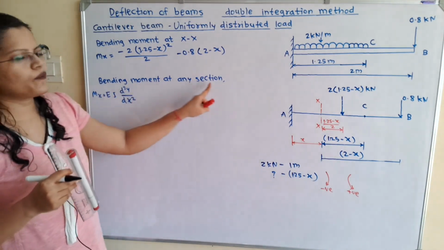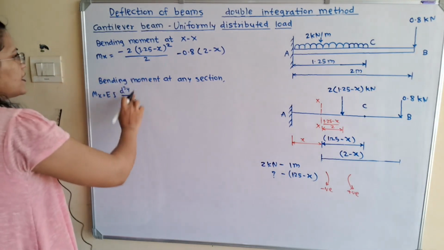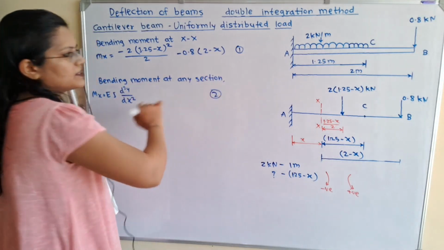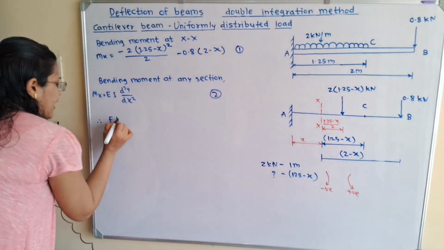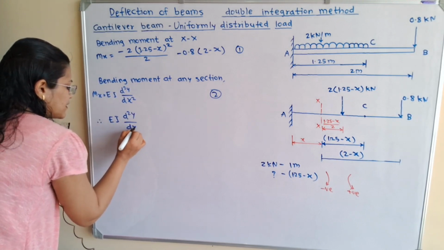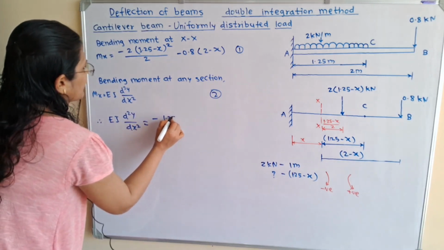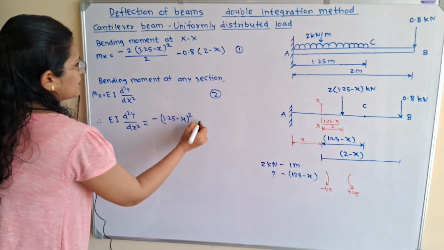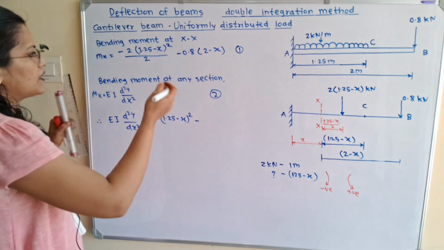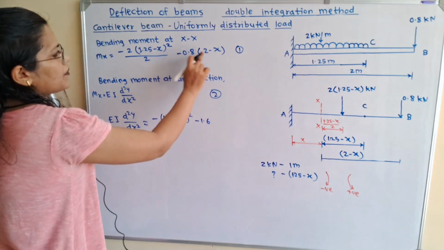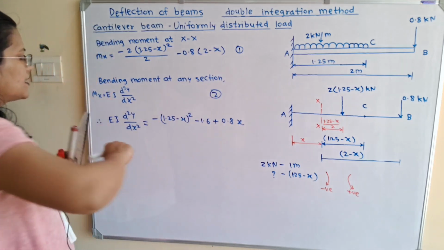Now we know that bending moment at any section, Mx is equal to EI d square y by dx square. So I will equate these two equations because these two equations are same. So I will equate the right hand side. Therefore EI d square y by dx square is equal to, now this 2 is getting cancelled, so minus 1.25 minus x whole square minus, now here I will multiply inside the bracket, so minus 0.8 into 2, that is minus 1.6, and this minus minus will become plus, so plus 0.8x. So this is the equation.